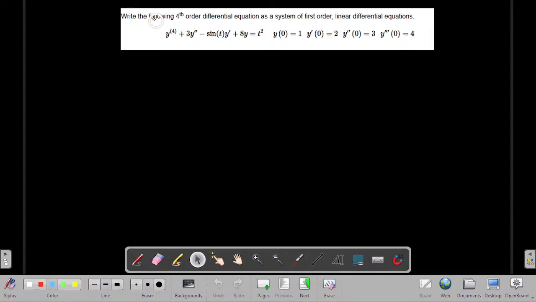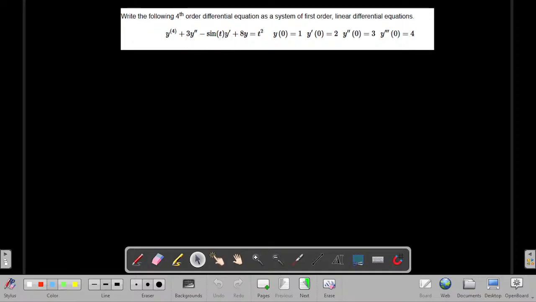So this is the first problem that I'll be taking you through, and it's under systems of equations, which is second order differential equations. The problem says: write the following fourth order differential equation as a system of first order linear differential equations. So we have a differential equation. This one is higher order, I would say, not necessarily second order. So higher order differential equation.